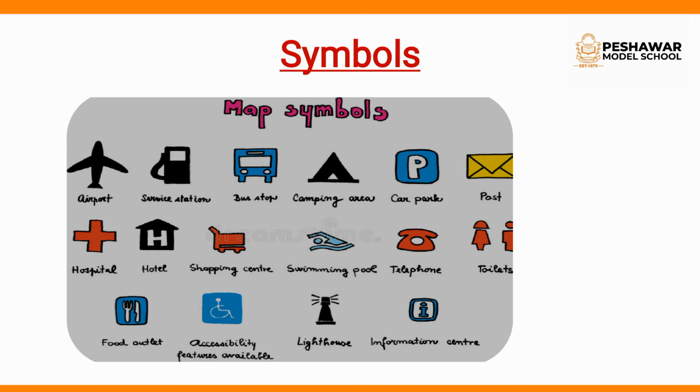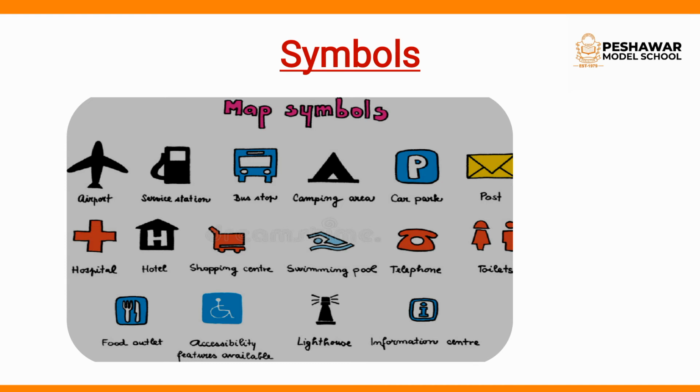The third sign is for bus stop. Fourth is for camping areas. Camping areas mean for camps. The other is for car park. The P is for car park. The yellow envelope is for post. The red plus sign is for hospital. The H sign is for hotel.